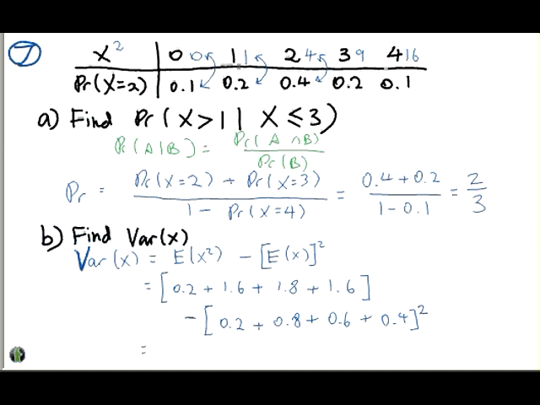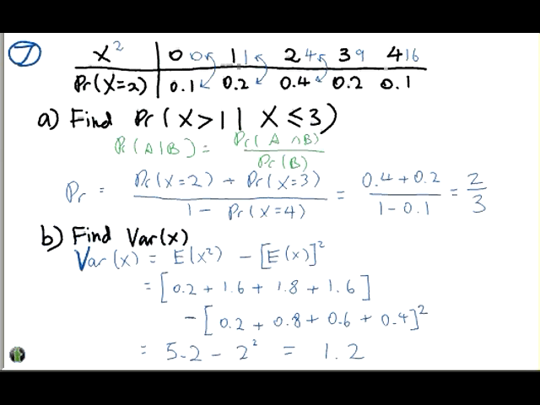0.2 plus 1.6 is 1.8. 1.8 plus 1.8 is 3.6. Plus 1.6 is 5.2. Minus, now the expected value, E of X, is 0.2 plus 0.8 is 1. 0.6 plus 0.4 is 1. Put them together, you get 2. 2 squared. So, all up, you get 1.2 as your variance. All done. On to question 8.